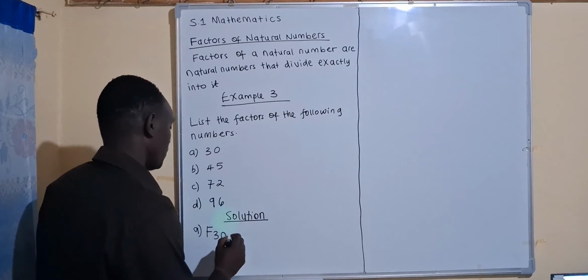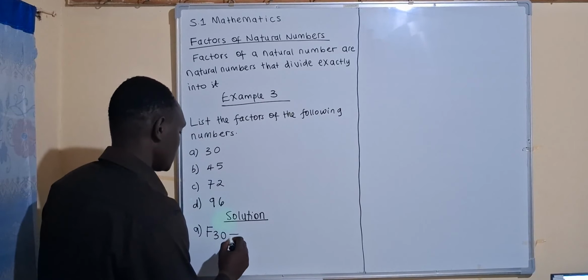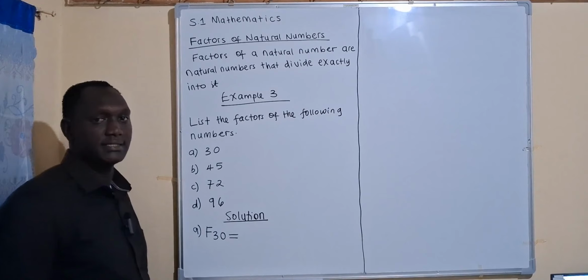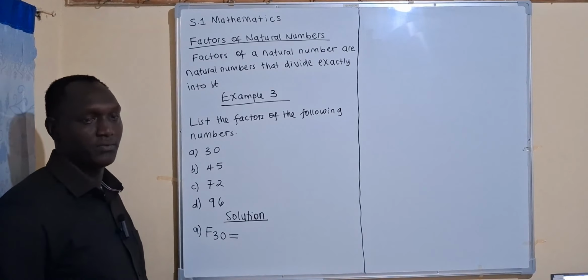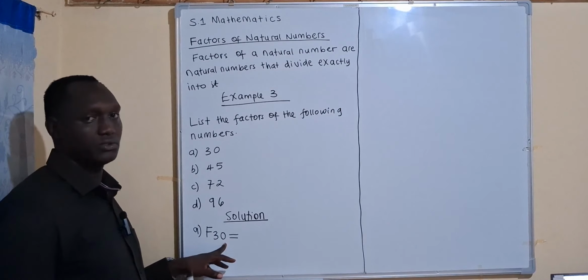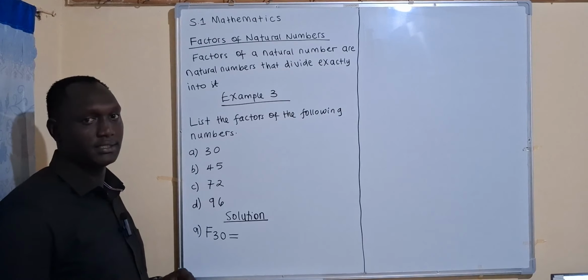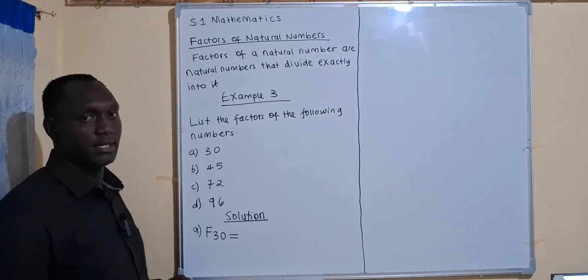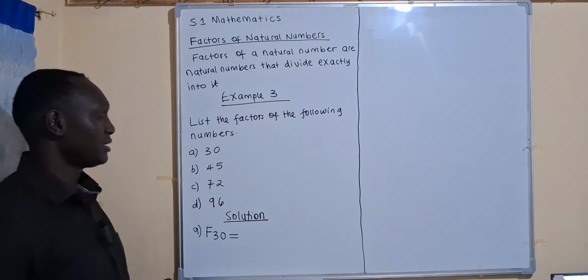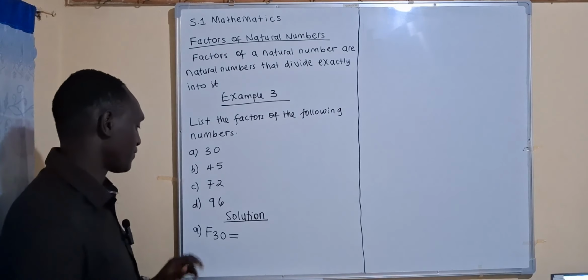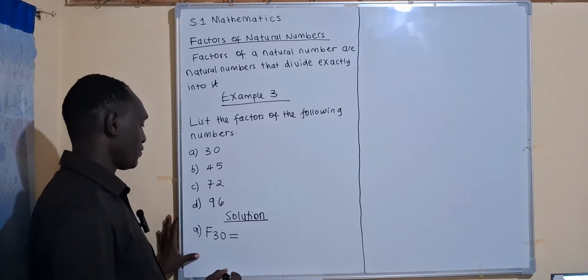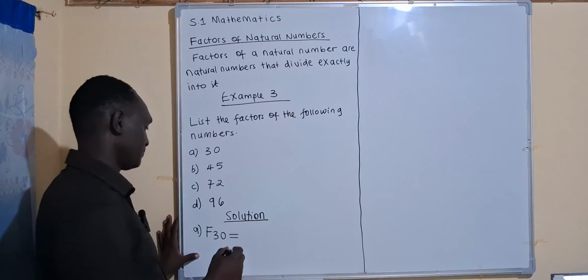In this case, we are looking for natural numbers that divide 30 and the remainder is 0. In other words, we are looking for numbers to which when 30 is divided, the remainder is 0. And those numbers must be natural numbers. And we start from 1 and then we use the sequence order of counting numbers.